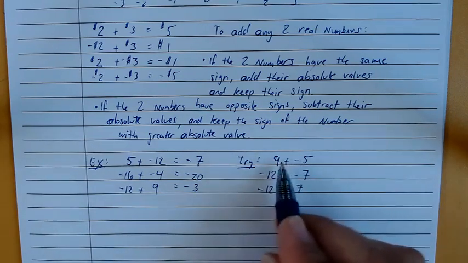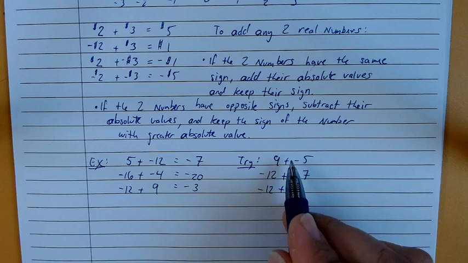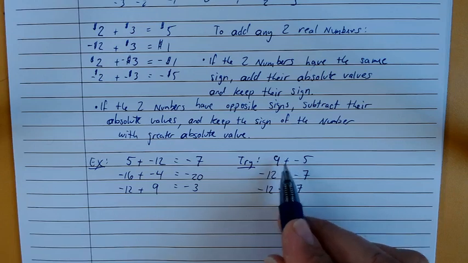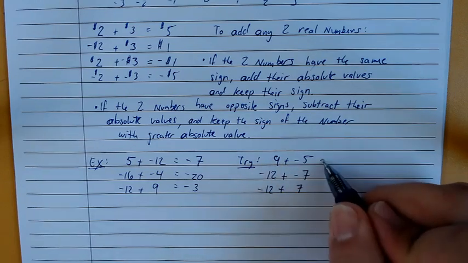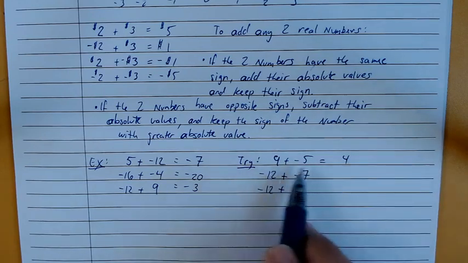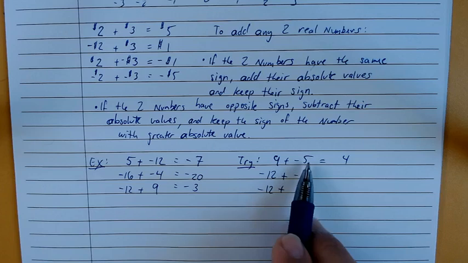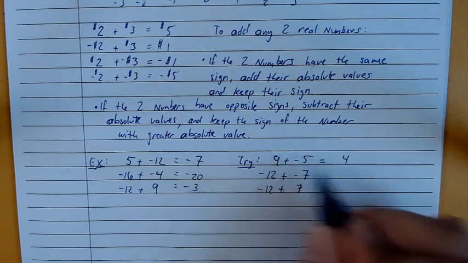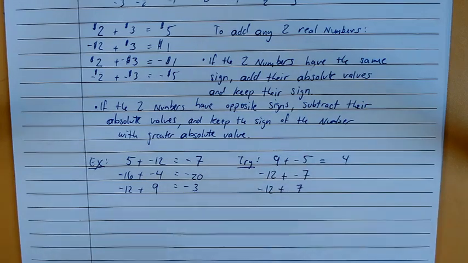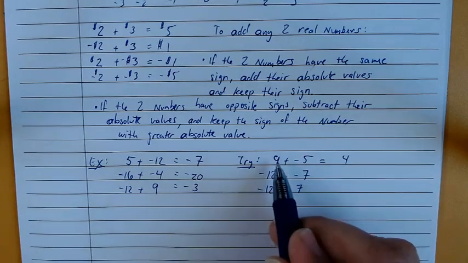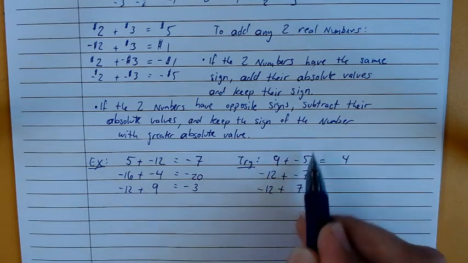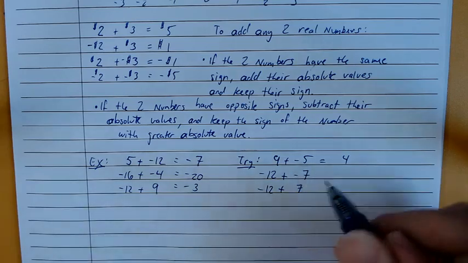All right. These two have opposite signs, so we're going to subtract. 9 minus 5 is 4. And now, which one has the greater absolute value? It's going to be this one. 9 is greater than 5. So, since that's positive, your answer is going to stay positive as well. Now, thinking about it in terms of money, you have $9, you spend 5, you still have 4 left over.